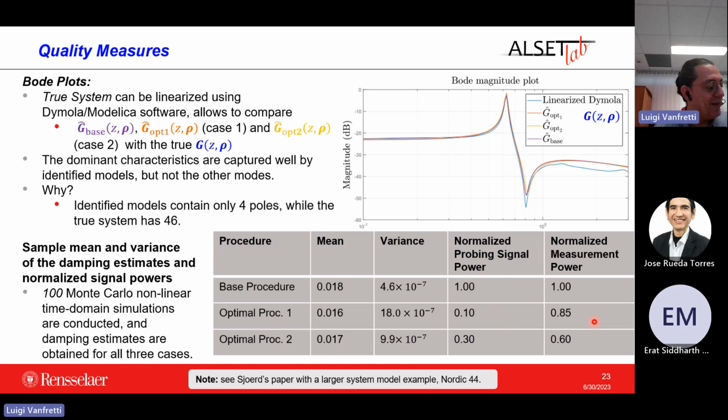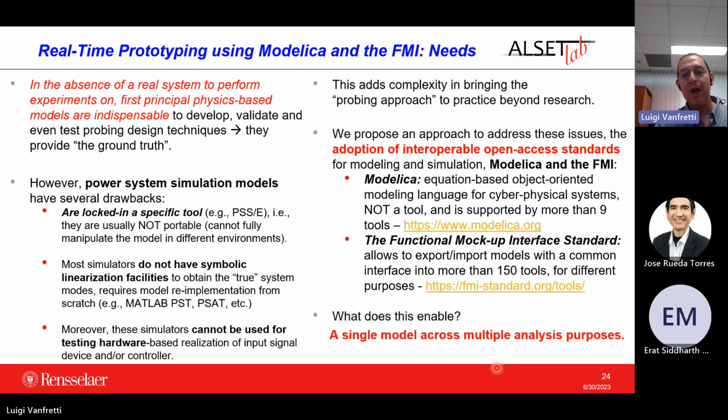Most people in the review papers like to always complain that you didn't use a big system. I don't see the point because we're doing research, we're not deploying this in the field. But you know, if you are one of those that wants to see the same result with a larger system, in the paper there is this Nordic 44 that is a massive network. Okay, so that's all for the optimal experiment design.